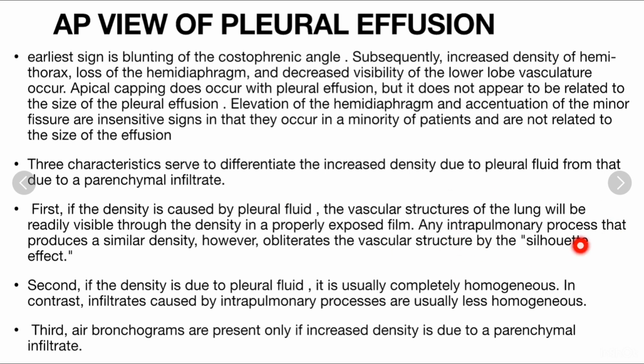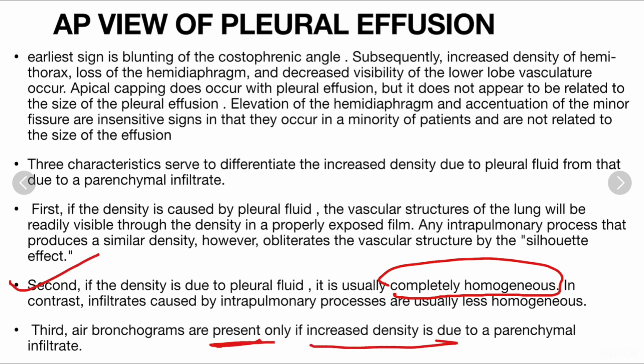Any intrapulmonary process, any parenchymal involvement that produces a similar density, however, obliterates the vascular structures by the silhouette effect. Secondly, if the density is due to pleural fluid, it is usually completely homogeneous. In contrast, infiltrate caused by intrapulmonary processes is usually less homogeneous. So this is also very important. Third, air bronchogram is present only if the increased density is due to parenchymal disease. So in parenchymal infiltrate, the air bronchogram sign will be present.